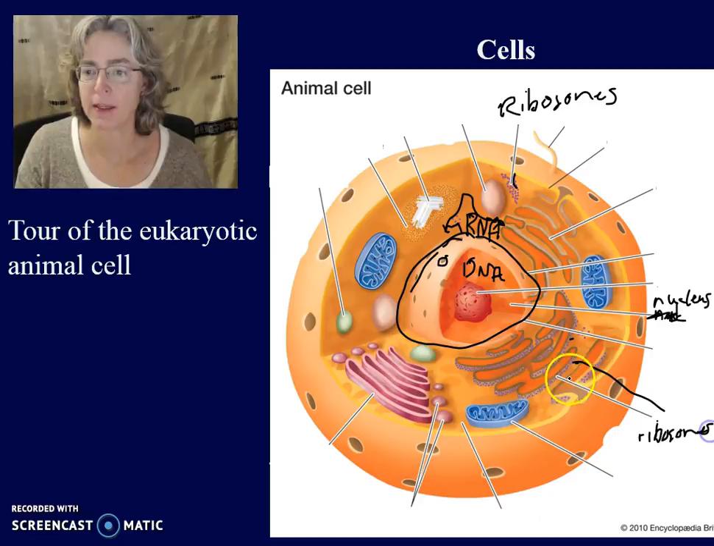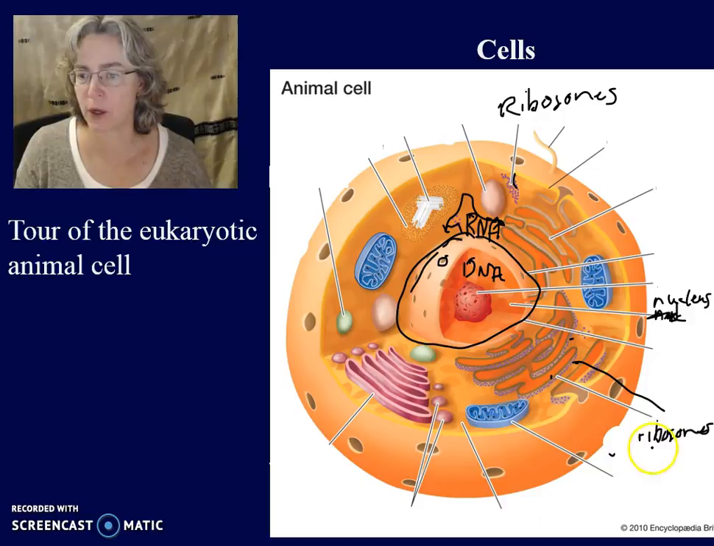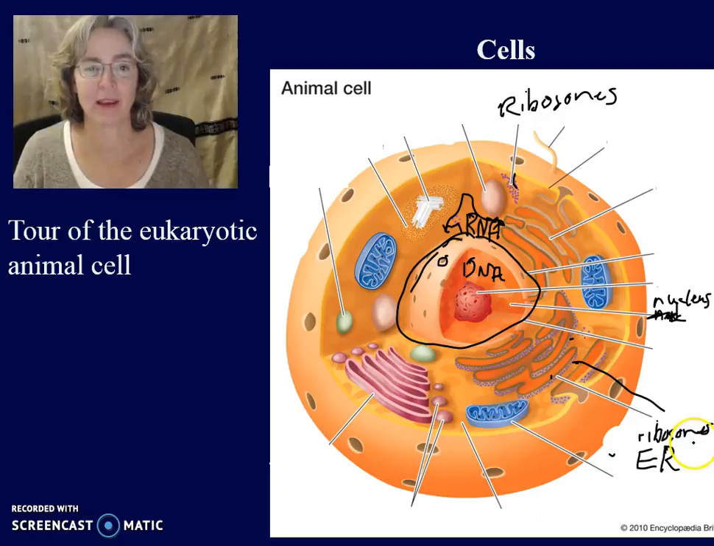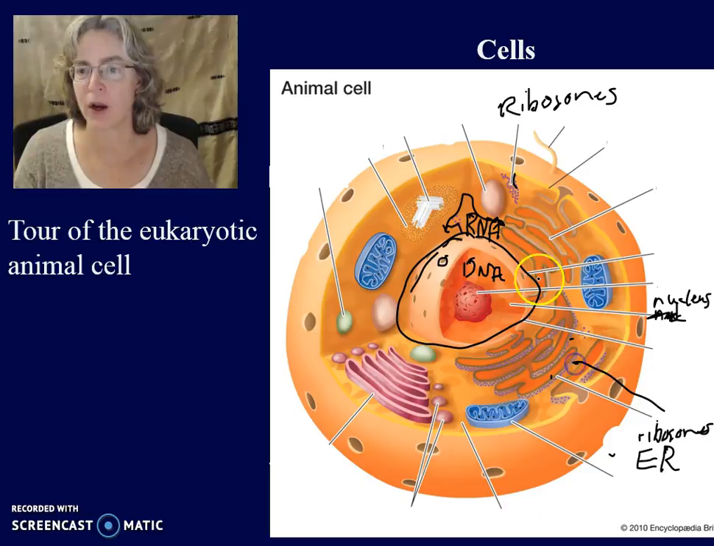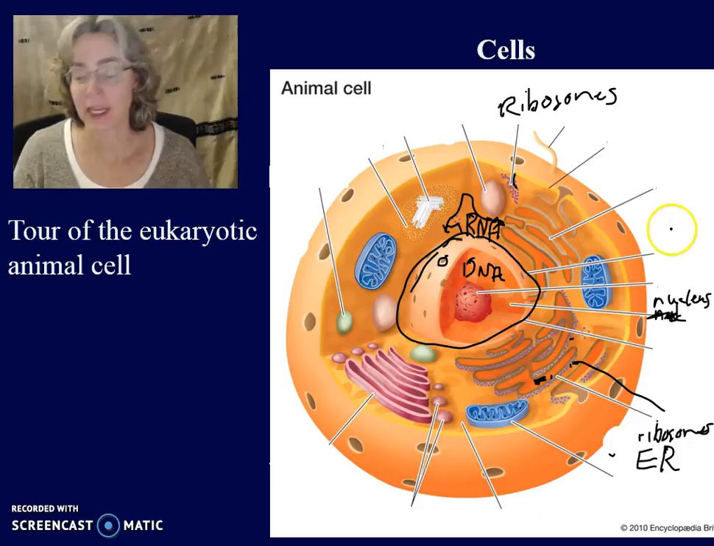There are also ribosomes over here on this structure called the endoplasmic reticulum. I'm just going to call it ER. So the mRNA floats around until it hits a ribosome. And then a protein is made. It's a chain of amino acids. And that chain then goes inside the ER. And it gets folded up into the three-dimensional structure, kind of like a tool. It makes a tool.